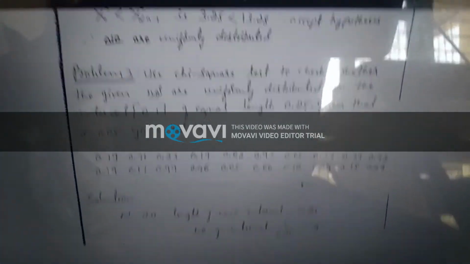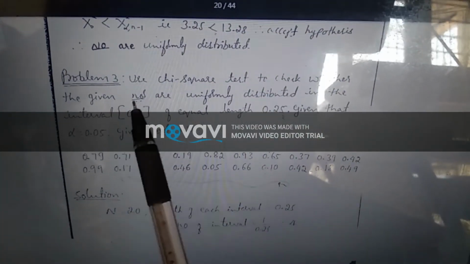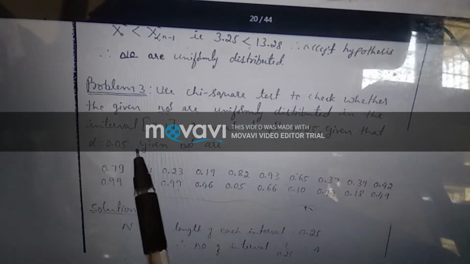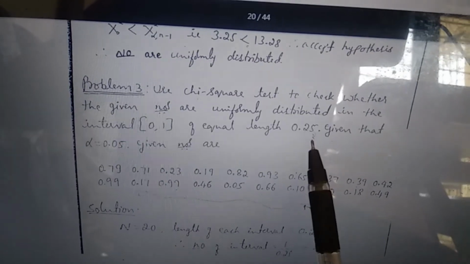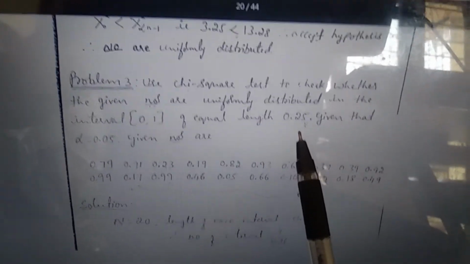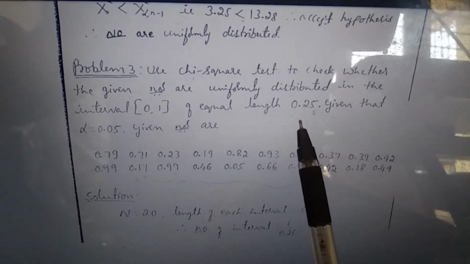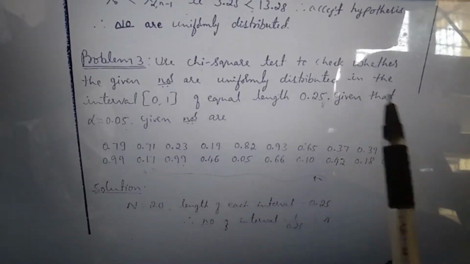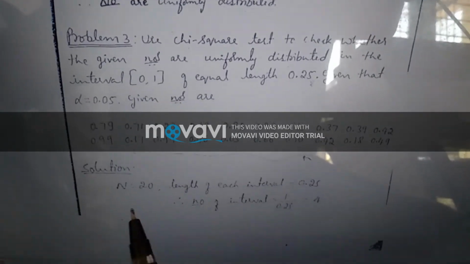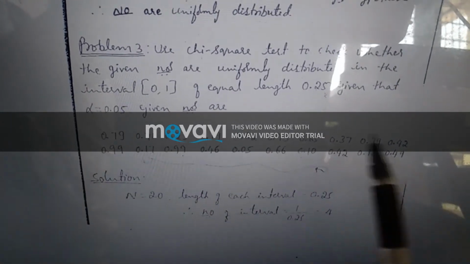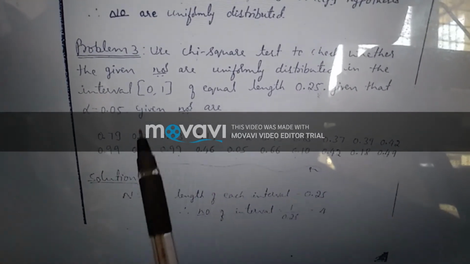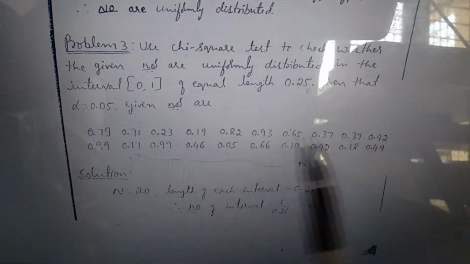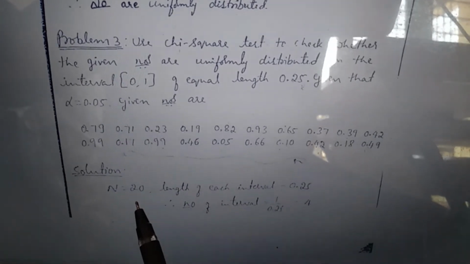See here. Use the chi-square test to check whether the given numbers are uniformly distributed in the interval 0 to 1 of equal length 0.25. They have given the length of the interval as 0.25, but they have not given the number of intervals. So what do you have to do? You just go with capital N equal to 20, because this table is already given. You count the numbers 1, 2, 3, up to 20. So you know the capital N, that is the number of random numbers.